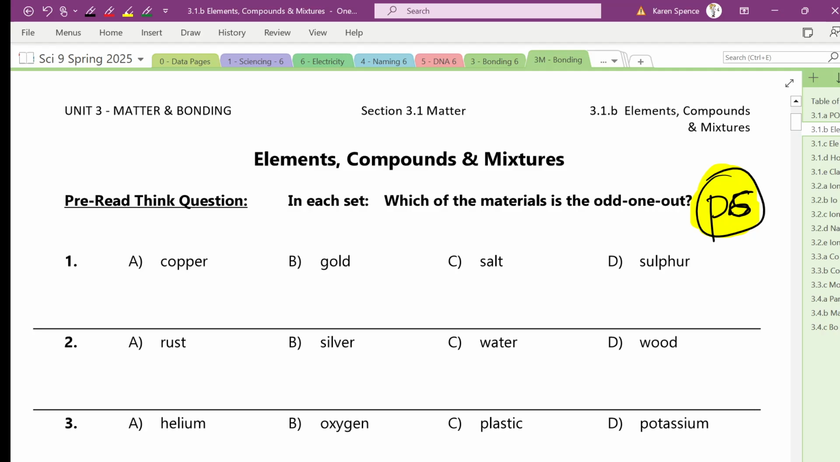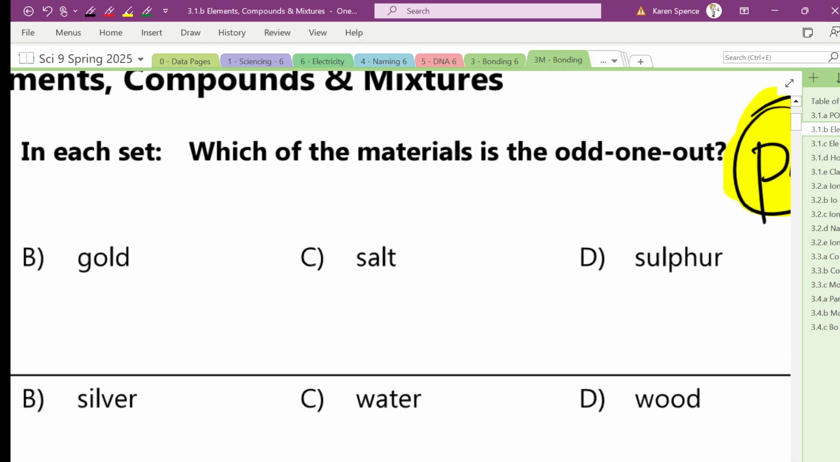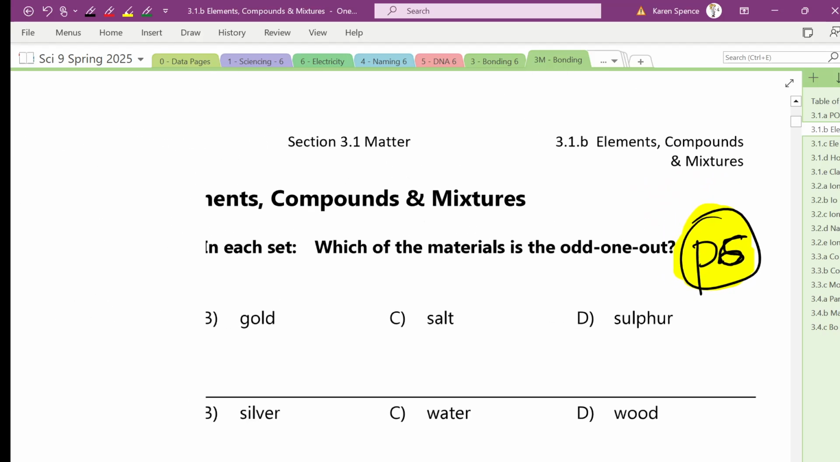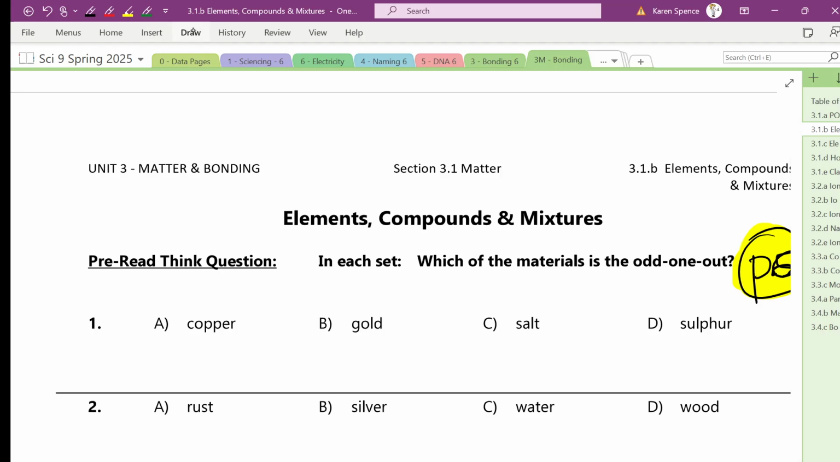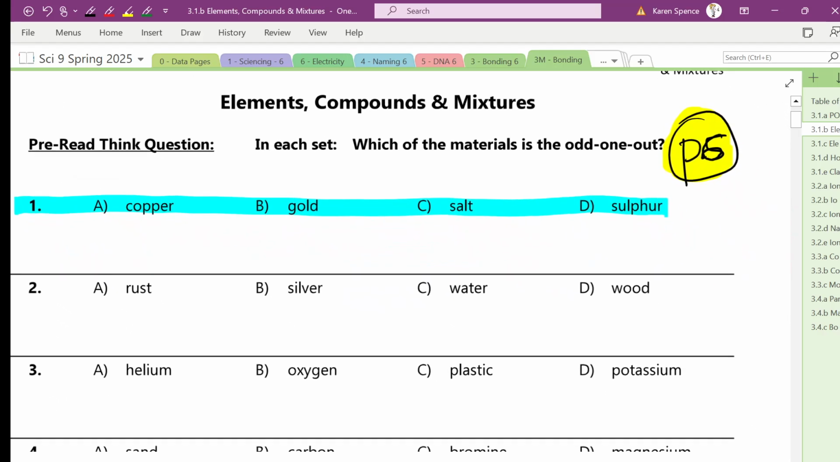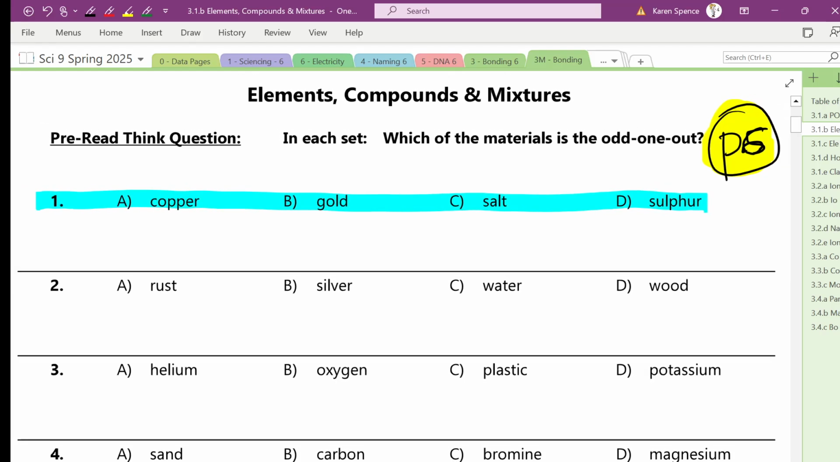We are going to think through these together, and you're going to see if you can determine which of the materials in each list, A, B, C, D, is the odd one out. So we're going to start by looking at number 1, which has copper, gold, salt, and sulfur. Have a little discussion with your neighbor, make sure you have your periodic table kicking around, and decide which of those materials is the odd one out.